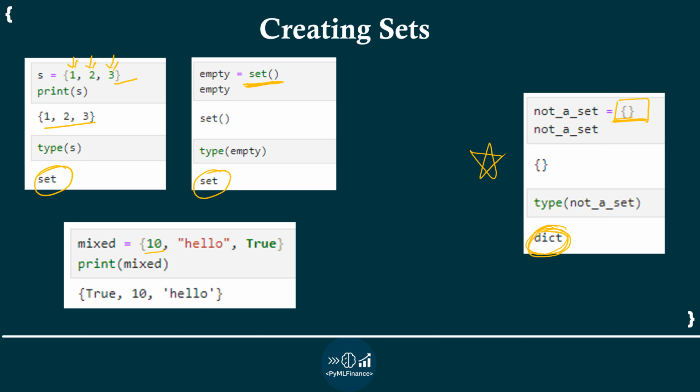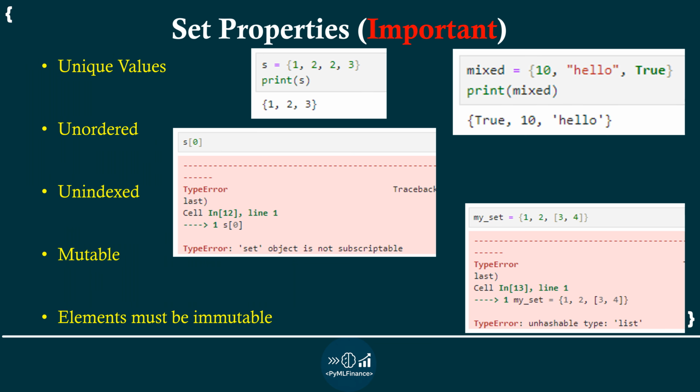You can also create a set with different mixed data types: strings, numbers, booleans, etc. Now this is very important. Let's understand set properties. A set stores only unique values. Duplicates are automatically removed. So if you create a set with duplicate elements within it, the duplicate item will be removed automatically. Python automatically removes the duplicate item from the set data structure.